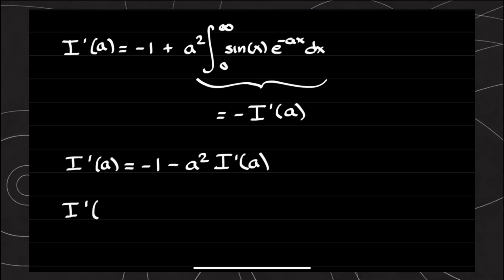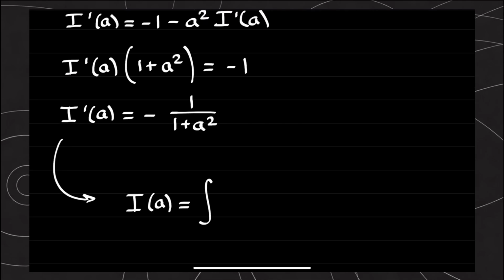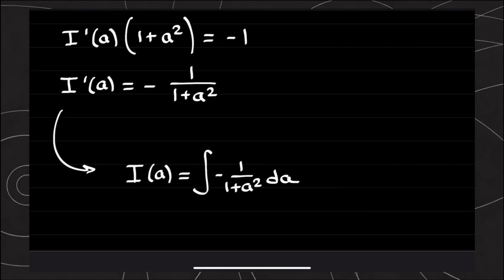This is just some basic algebra, and I'm going to play out the steps on screen now, but with some slight factoring and some dividing, we can solve for what I prime of a is equal to in terms of a. And now all we have to do to get back to I of a is simply integrate. Writing out our integral, we get that I of a is equal to the integral of -1 over 1 plus a squared da. Now, this form fits a very well-known integral. In fact, this integral expression is simply equal to negative arctangent of a, and then we have to add that constant of integration because this is an indefinite integral.